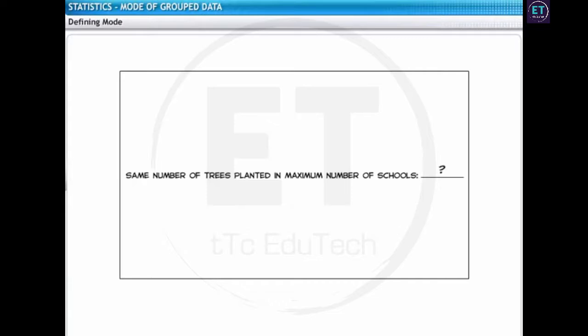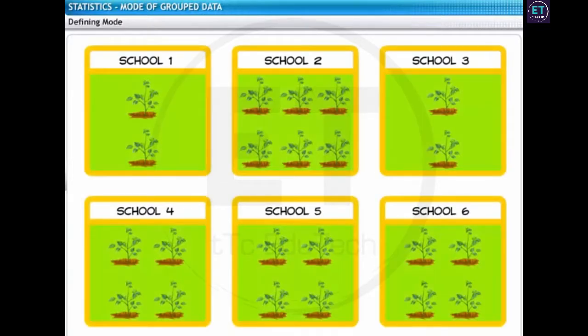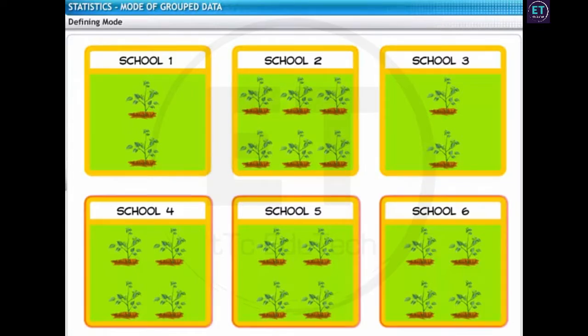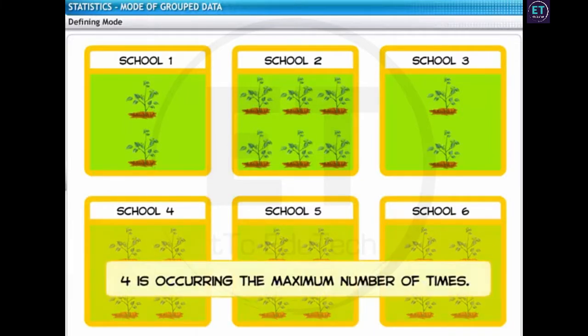Now, what does this mean? Look at this example. The data for 6 schools is given here. Which value representing the number of trees planted is repeated frequently? Note that 6 trees are planted in one school, 2 trees are planted in 2 schools, and 4 trees are planted in 3 schools. In this case, 4 is occurring the maximum number of times.